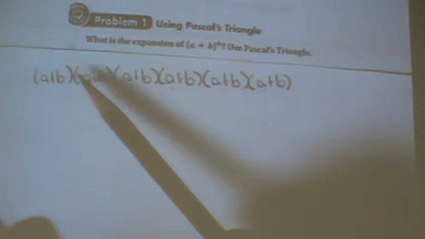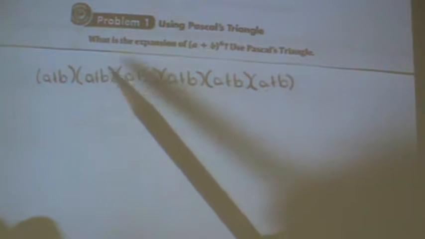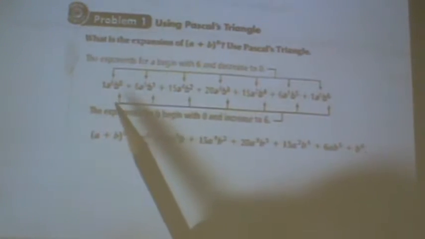So how would we do this by hand? We'd have to FOIL these two, and then once we got that, we'd have to multiply by a plus b again, and then once we got that, we'd have to multiply by a plus b again, and again, and again. So we'd have to multiply 6 different times to find a plus b to the 6th. So using the binomial theorem and Pascal's triangle, we can do that a lot quicker. And it makes it a lot easier than multiplying it out like this. So in problem 1, it already has it expanded for us.